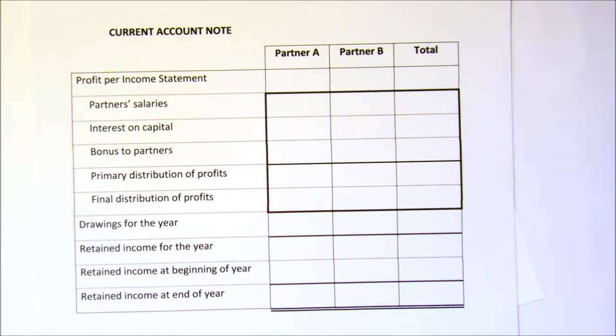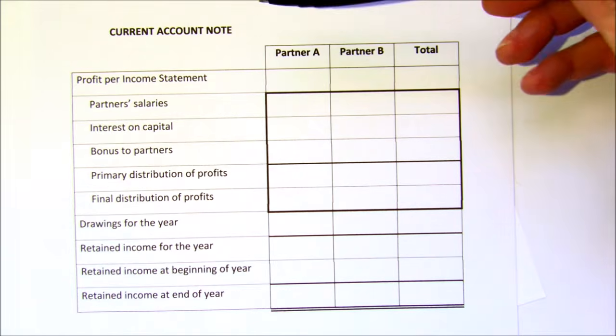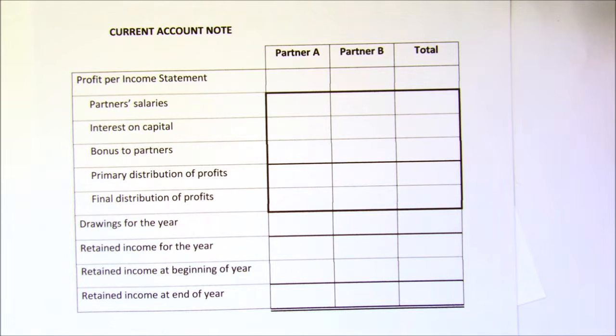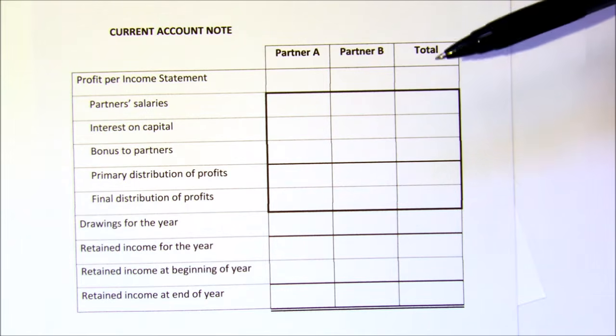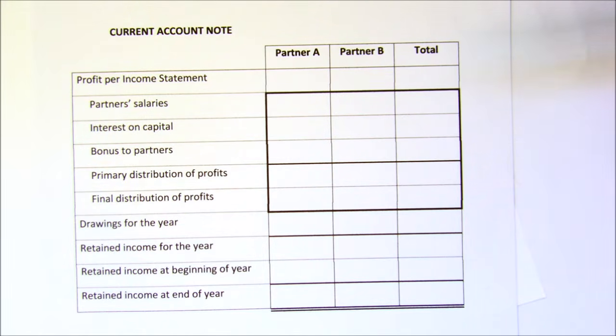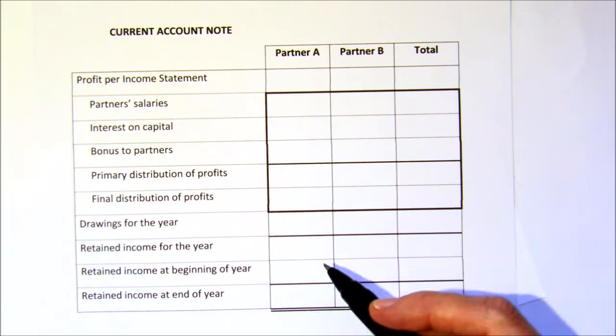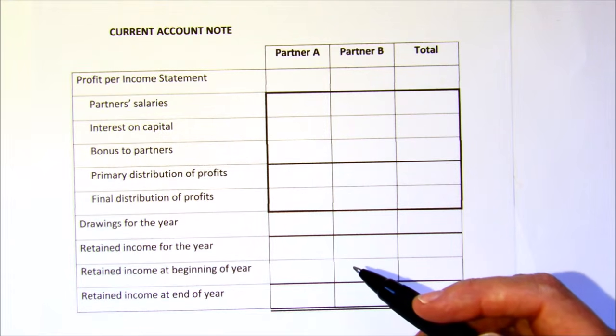Now, in a balance sheet of a partnership, we have to detail out the current account note. And this is the exact same as your current account ledger account. It's the same details. But because it's not a ledger account, it's not set out in debit and credit, it is set out a bit differently. In fact, it's set out in a more user-friendly manner. So let's just have a look if we can see where all these figures come from.